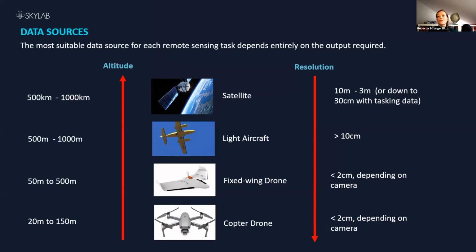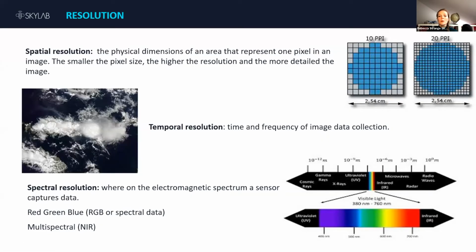So as you can imagine, the further you move away from the ground in terms of the height at which you're capturing imagery, so from copter drones through fixed wing drones to light aircraft, and then finally up to satellites, the higher you go, the lower the resolution of the images becomes, and consequently, the less detail you have in every picture. So mostly when we talk about resolution, we're talking about spatial resolution. And spatial resolution is the physical dimensions of an area that represent one pixel in an image. So the smaller the pixel size, the higher the resolution, and the more detailed the image.